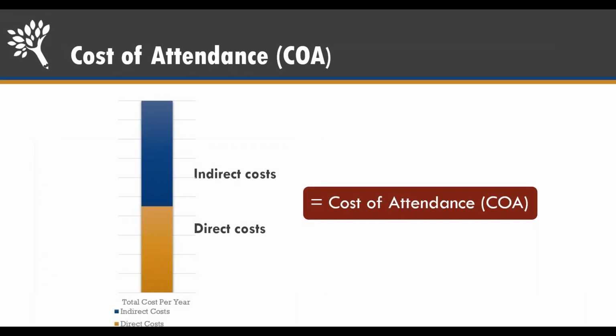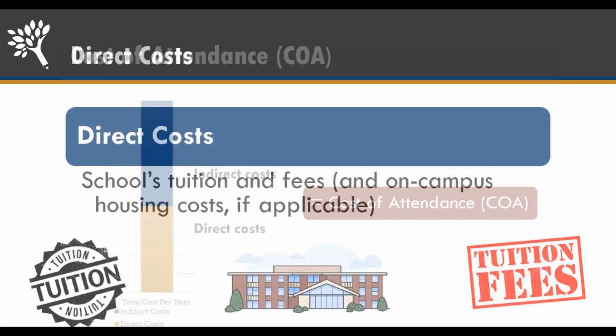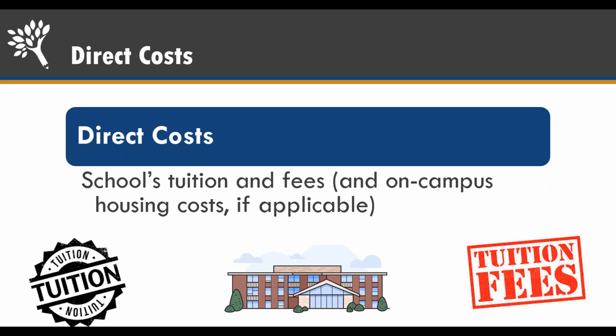And so it's pretty simple. When we look at it, and we're going to talk more about these, your total cost of attendance is two things, your direct costs and your indirect costs. Your direct costs are things like your school's tuition and fees. If you're going to be living in residential housing, your on-campus housing, this will also count, typically your room and board. These are all your direct costs.